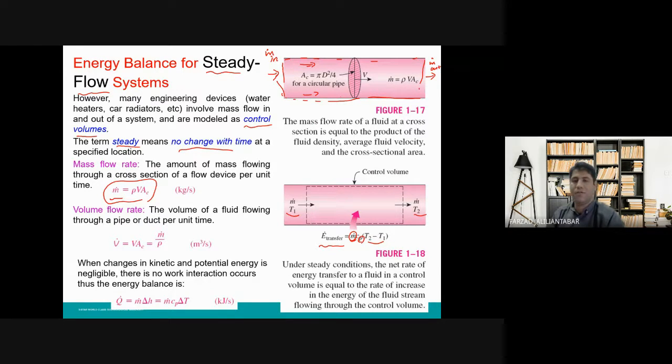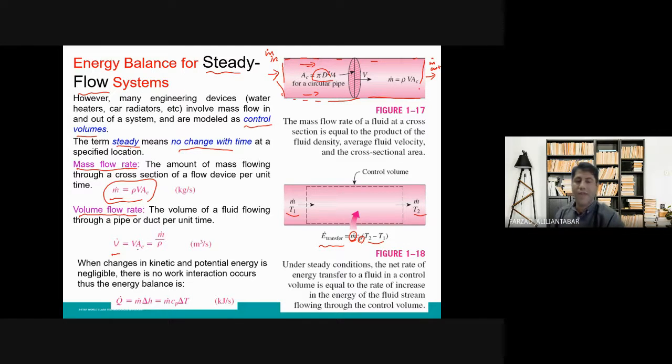For example, for a circular tube, Ac is equal to pi D squared divided by 4, because the cross section of the fluid flow is a circle. And volume flow rate, again by using this equation, we can calculate. Volume flow rate V dot is equal to V times Ac. This is volume flow rate, this is mass flow rate. You need to know this information later in the examples. You will see how we can use it.